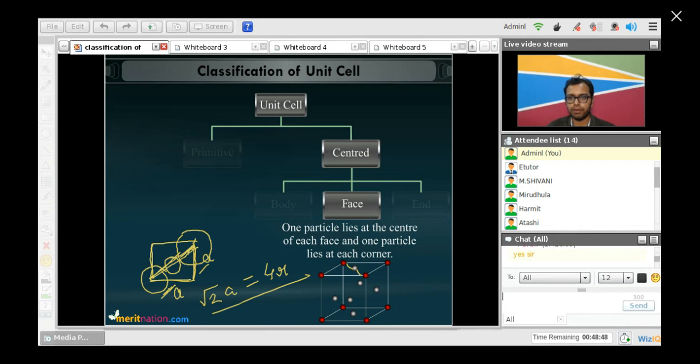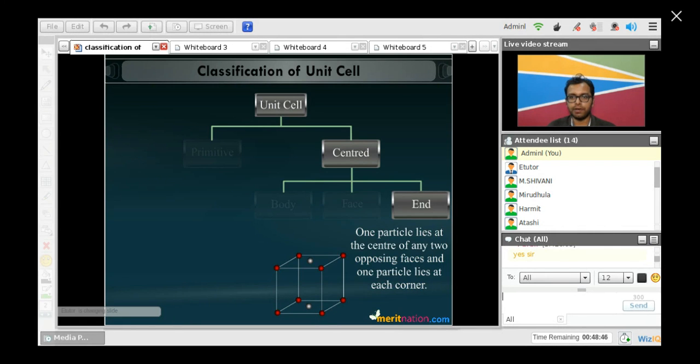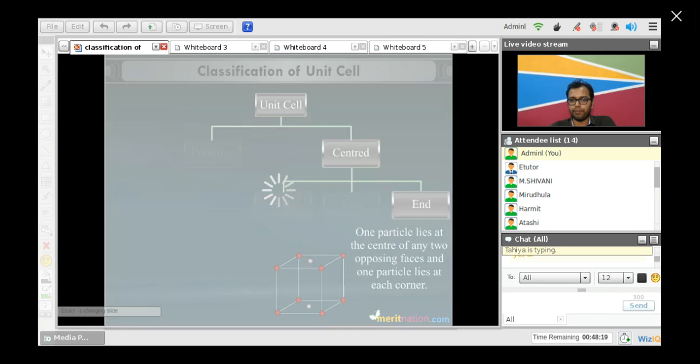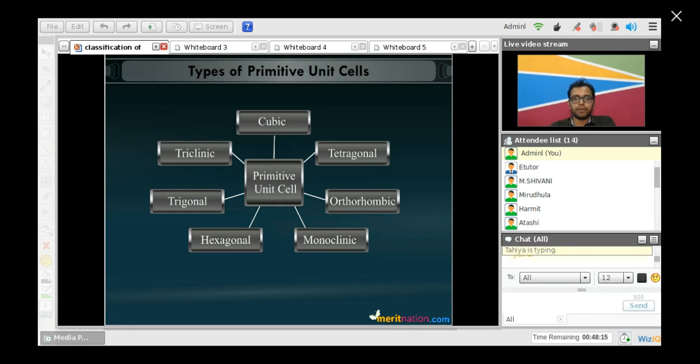Okay. So we have covered face center. Now another type of unit cell in the centered type is end-centered. And end-centered unit cell is that unit cell where one particle lies at the center of any two opposing faces and one particle lies at each corner, right? So there are two particles lying at the centers of two opposite faces, and the other particles are lying at the corners.